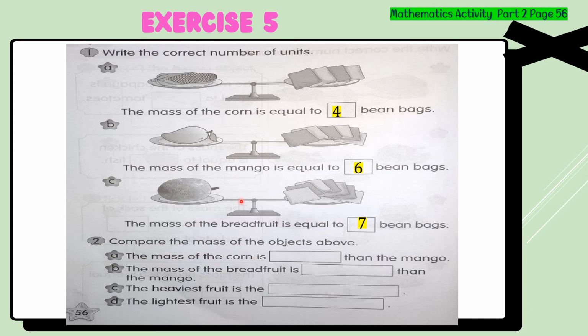Number 2, compare the mass of the objects above. A, the mass of the corn is lighter than the mango. The mass of the breadfruit is heavier than the mango. The heaviest fruit is the breadfruit, and the lightest fruit is the corn.